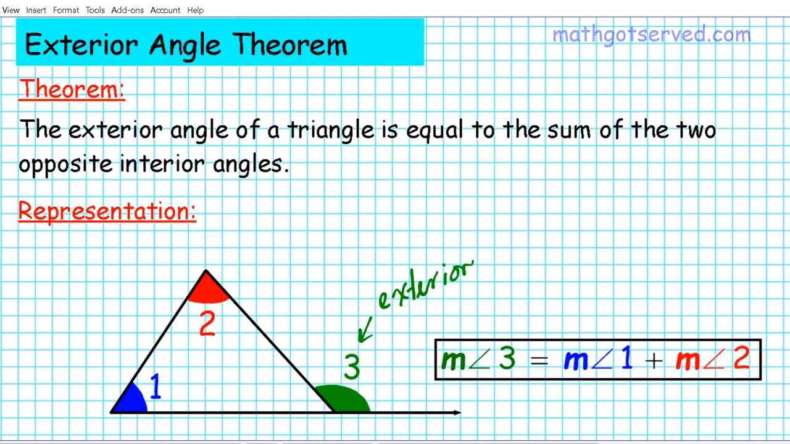So what are the two opposite interior angles? The two opposite interior angles are angles 1 and 2. You can see they're opposite this angle right here. Okay, so as a result of that, we can set up the equation that we have right here relating the three angles. Measure of angle 3, the exterior angle, is equal to measure of angle 1 plus measure of angle 2, the two opposite interior angles. So this is the exterior angle theorem.